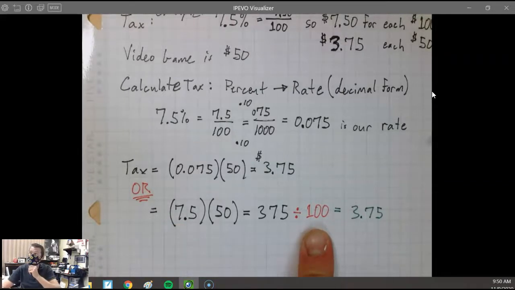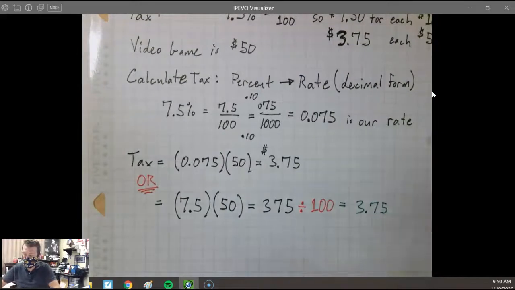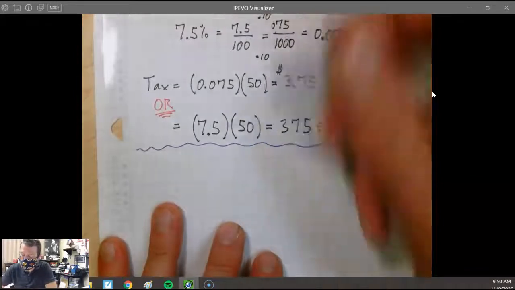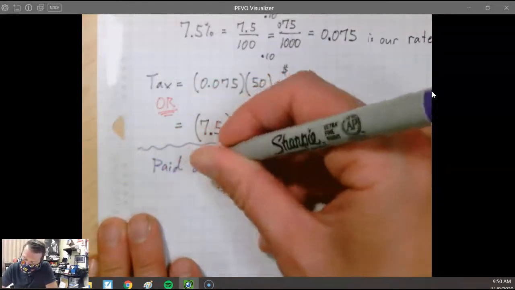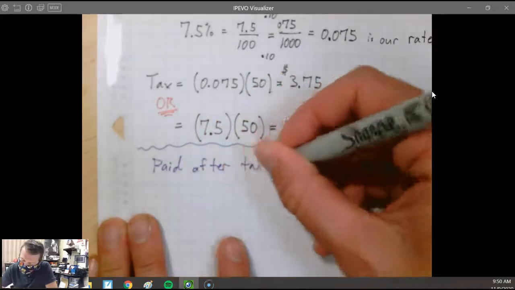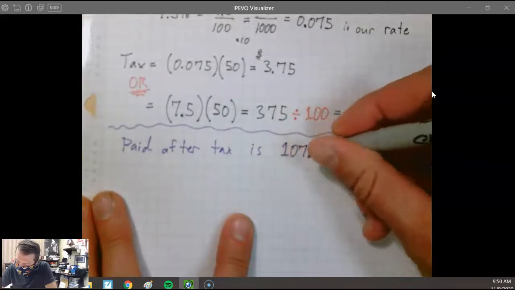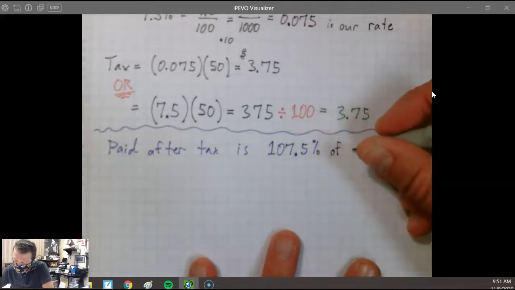Now we're out of time, but Wednesday we're going to talk about problems where they give us the amount that we paid after tax. Now hold up really quickly if you want a little sneak peek of that. If the tax is 7.5%, what we paid after tax is 107.5% of the original, or of the price.